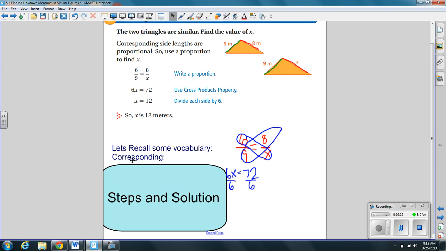Just a quick look at the word corresponding. We actually just practiced this at the start of this example. 6 corresponds to 9 because they're both in the same position. Same as 8 corresponds to x because they're in the same position in the two given shapes.